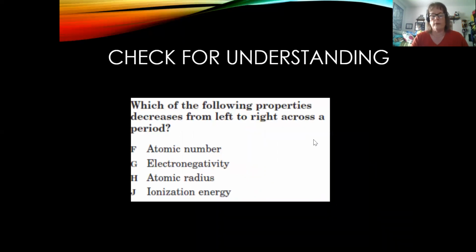Which of the following properties decreases from left to right across a period? Okay, remember our periods are rows. Let's take a look at those. Which one do you think? It is the atomic radius that decreases from left to right across.